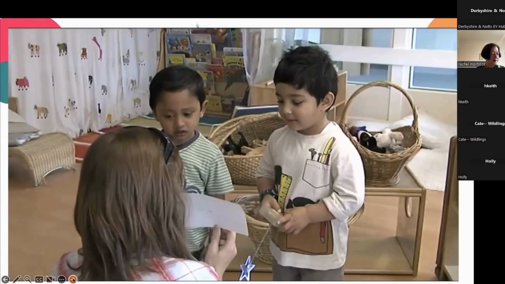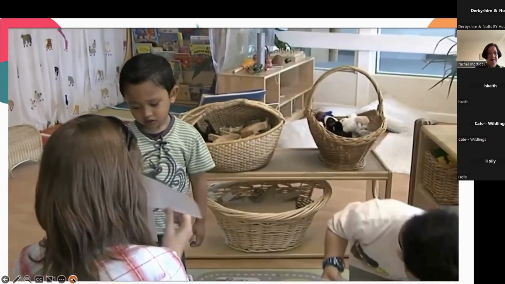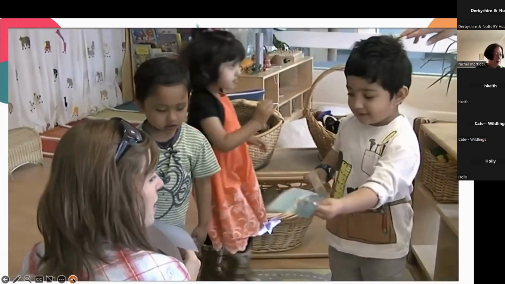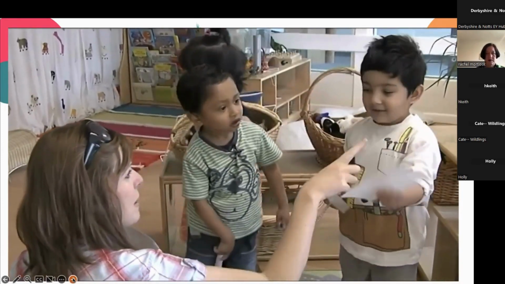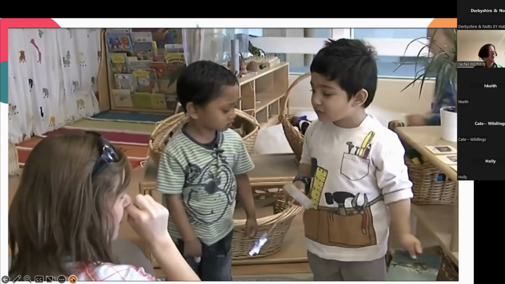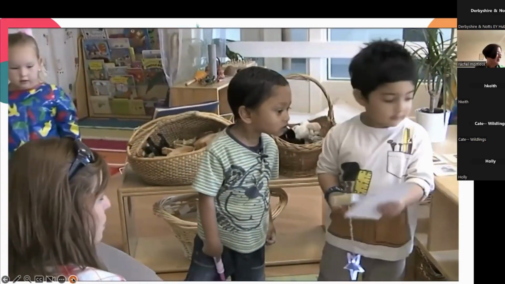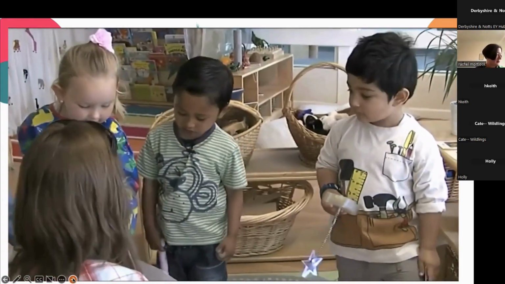So it could be, does the princess go on a boat? Yeah. Oh, there's a big boat. An old boat. An old boat. Good boy. Big boat. And what's that on this picture?